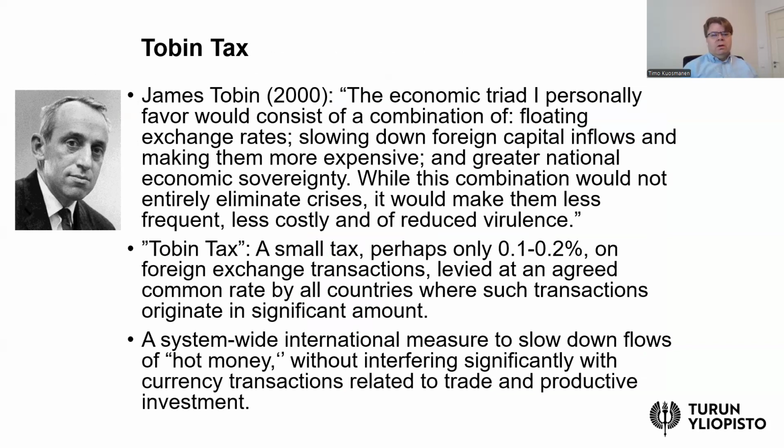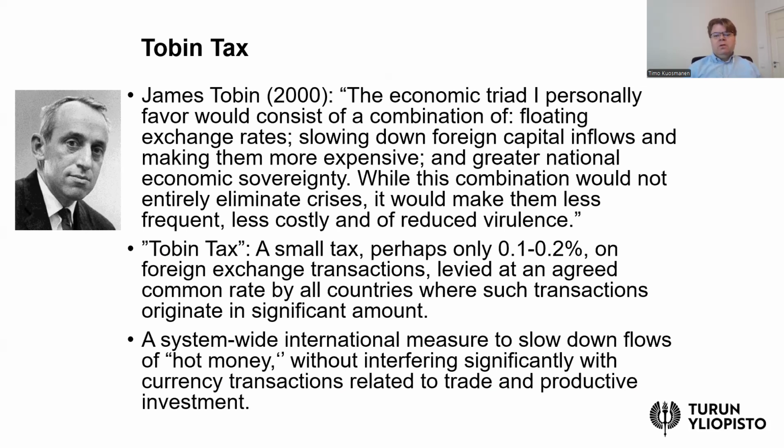In one of his articles, Tobin writes that the economic triad he would personally favor would consist of a combination of floating exchange rates, but slowing down foreign capital inflows by making them more expensive. And according to Tobin, this combination would not entirely eliminate crises, but it would make them less frequent, less costly, and of reduced virulence.